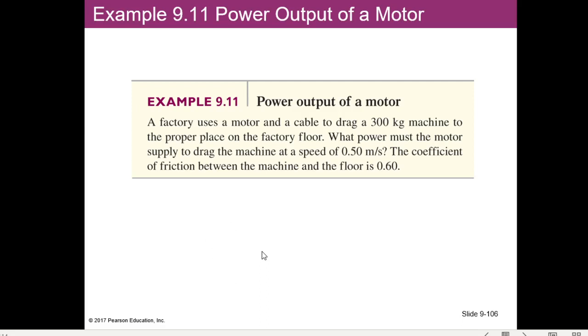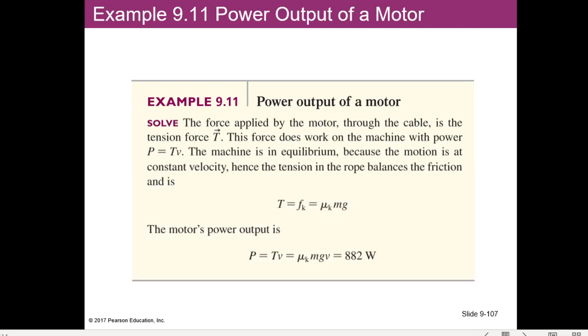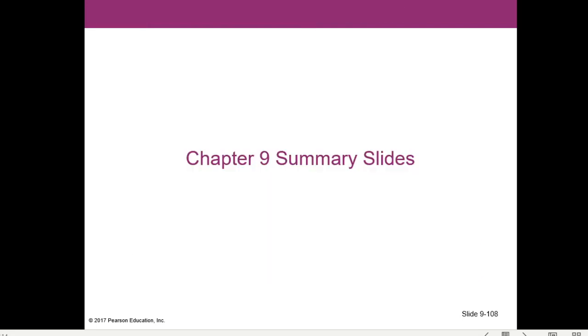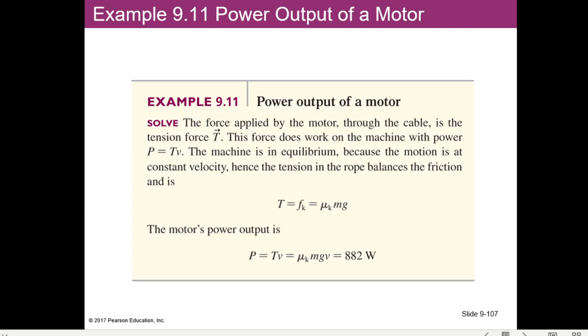So that means that the power that's needed is the tension force times v, right? So what is that tension force? Well, it has to actually equal Fk in order to pull it across at constant speed. So that's mu k mg. So the power is just T times v, or mu k mgv, and they put in those numbers and they get 882 watts.